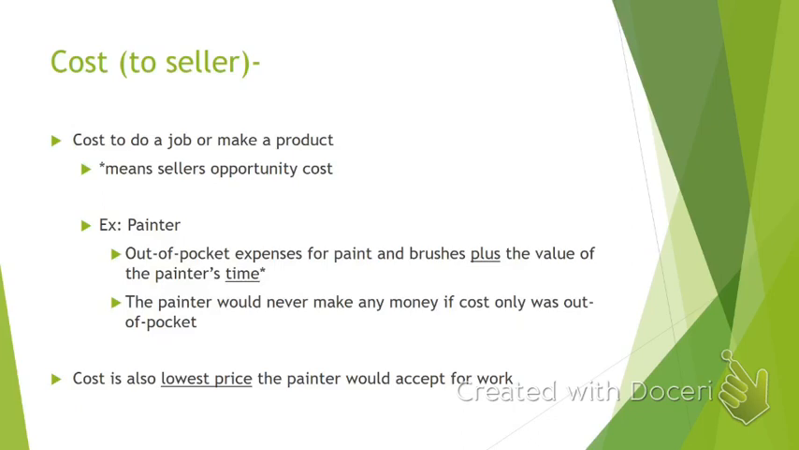If you just counted the hard costs, where cash is changing hands, supplies and paying workers and stuff like that, if you just made that the cost of your job, you wouldn't make any money because you're not being compensated for your time. Opportunity cost includes time, right? So the cost is the lowest price that the painter would accept for work. Any questions on that slide?